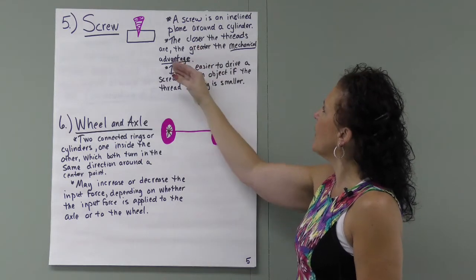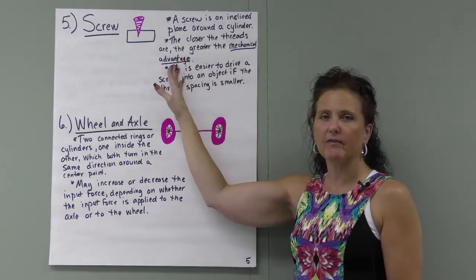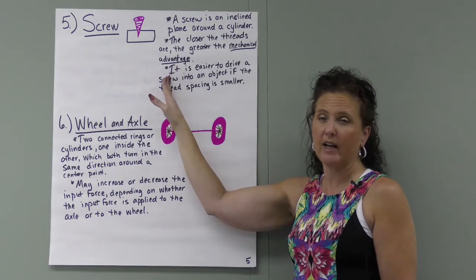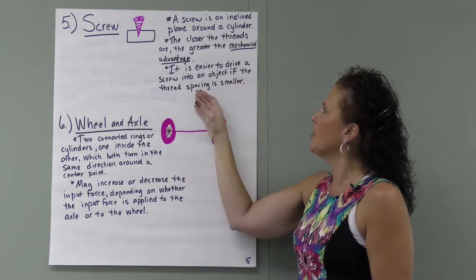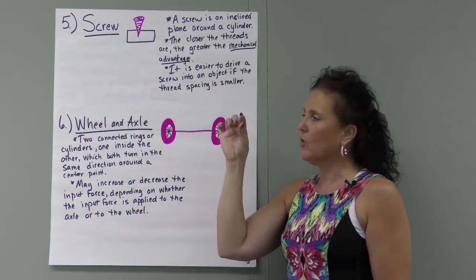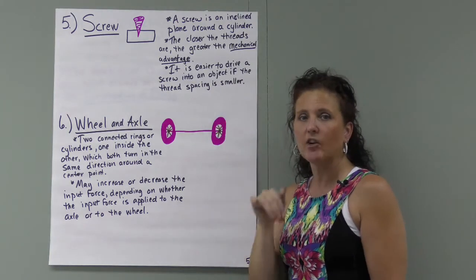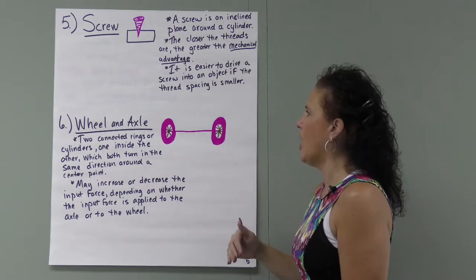The closer the threads are, the greater the mechanical advantage, and we're going to look at what the mechanical advantage is at the end. It is easier to drive a screw into an object if the thread spacing is smaller. So the closer they are together, the easier it is to screw that into the object.